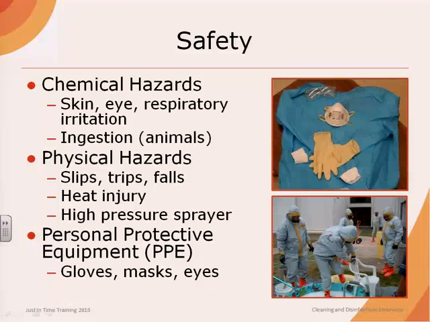These may include slips, trips, or falls from slippery surfaces, heat exposure or burns from hot water, or skin punctures from high-pressure sprayers. To avoid many of these hazards, C&D personnel should wear personal protective equipment, such as gloves, masks, and eye protection when handling, mixing, and applying disinfectant solutions.